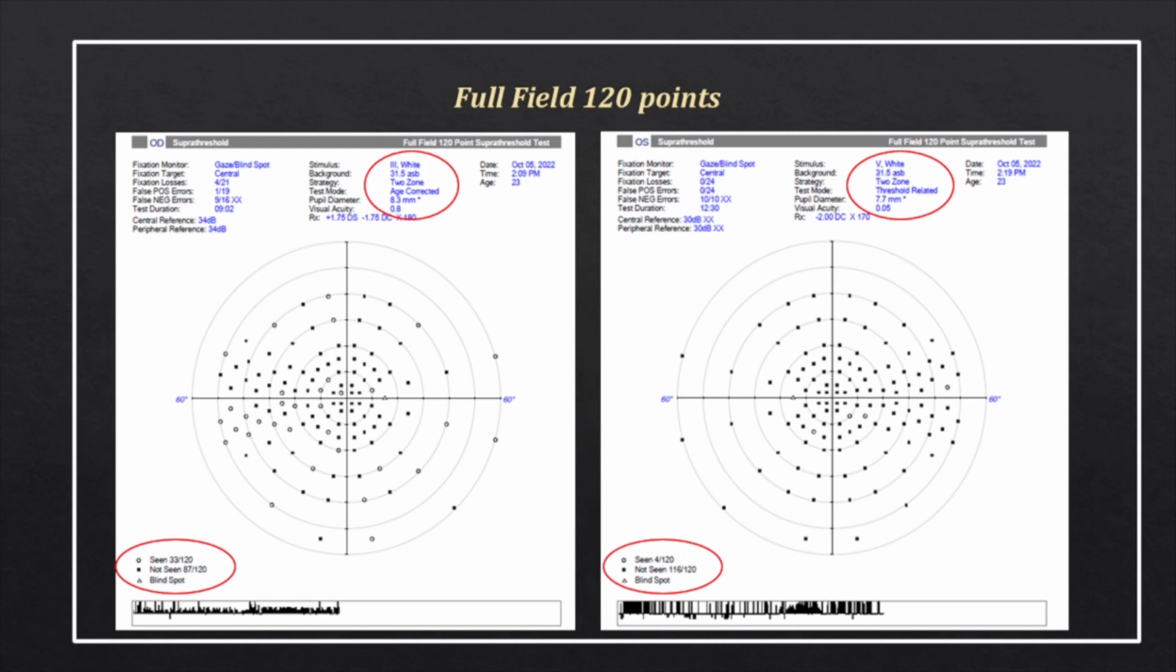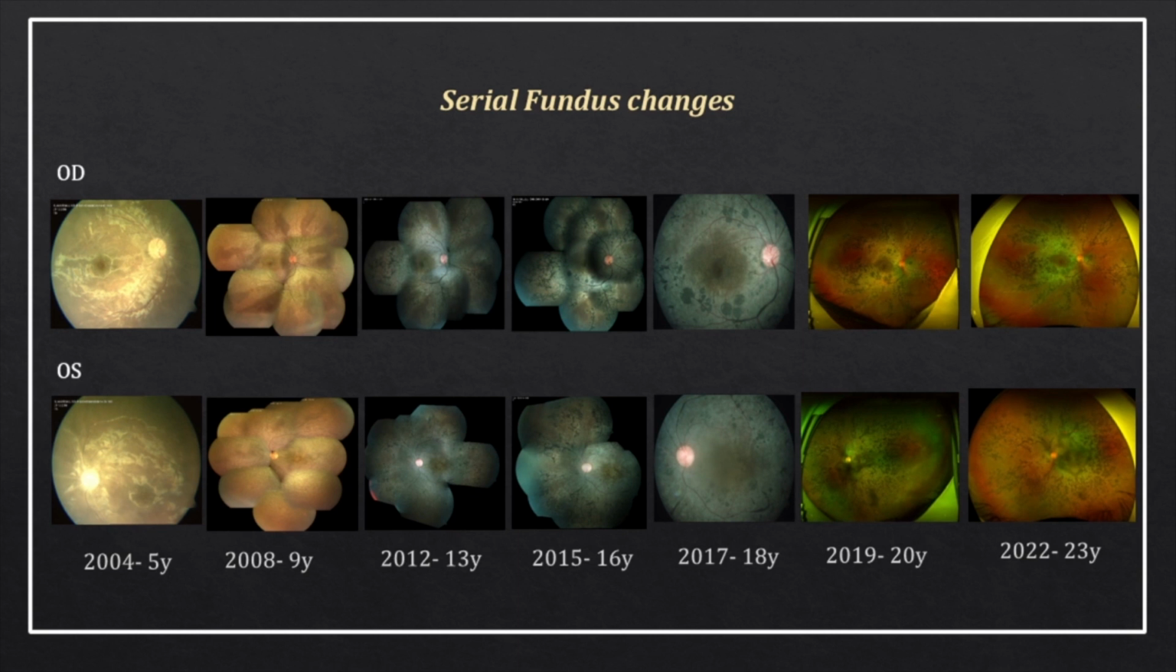The autofluorescence also showed a similar picture with a line of hyperautofluorescence along the hypoautofluorescence. So this is the full field 120 points, which was done recently, which showed that the patient was seeing only 33 points in the right eye and only 4 in the left eye. So this is to summarize all the fundus photographs that we have of the patient from 5 years of age to 23 years of age, and the gradual progression of the disease that we are looking at.